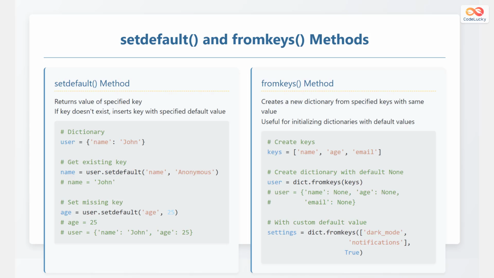In the example on the left, we have a user dictionary with the name key in it. When we use the setdefault method on the name key, it returns the value John. When we use the setdefault method on the age key, it adds the age key to the user dictionary. In the example on the right, we use the fromkeys method to create a dictionary named user, which has the keys name, age, and email with the values set to None by default. The second example uses the fromkeys method to create a dictionary where the values are initialized to True.